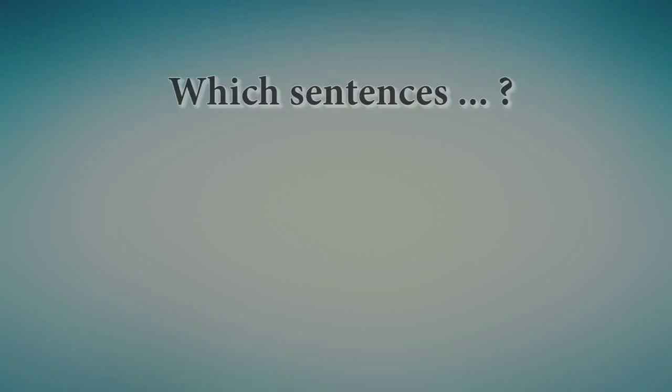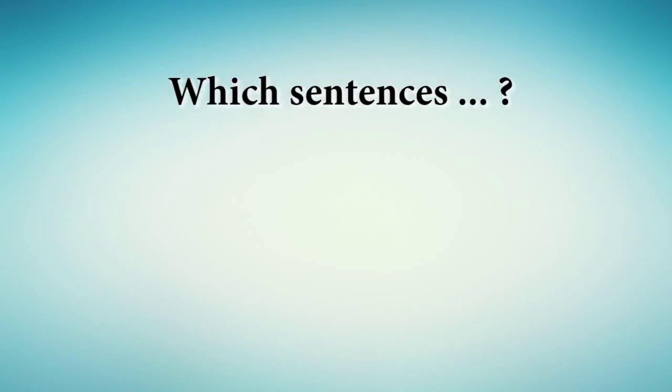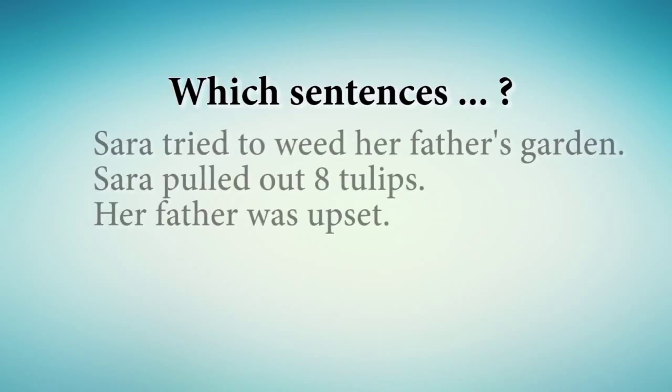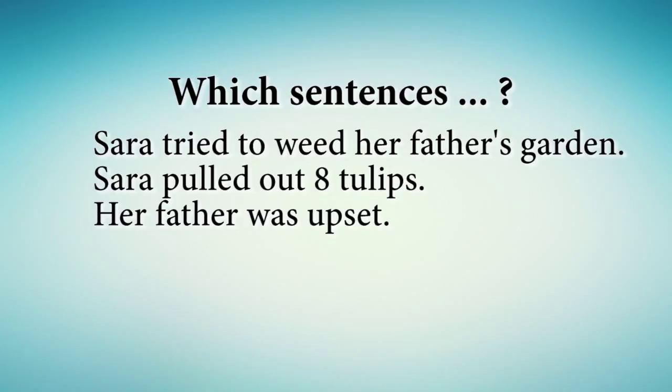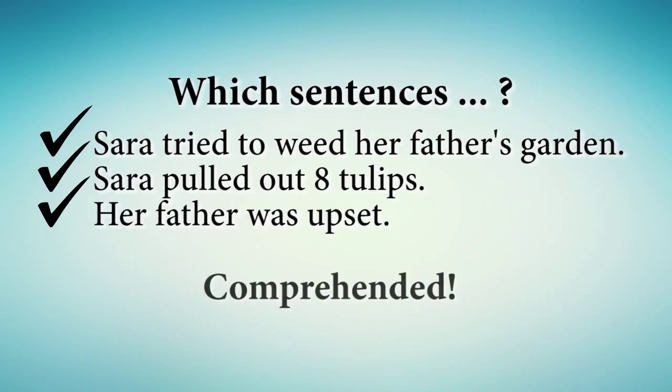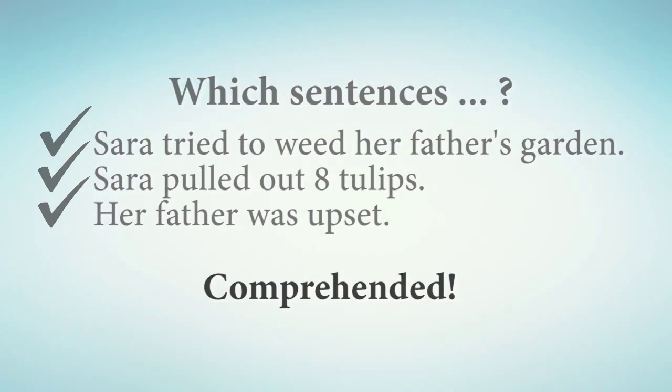Also, if a learner is asked which of the following sentences was in the text, they could legitimately pick all of them. For example, Sarah tried to weed her father's garden. This is the only sentence actually in the text, whereas Sarah pulled out 8 tulips is a transformation of the text, and her father was upset is an inference made by the reader and was not in the text. However, if the reader picks each of these sentences, it is clear they have comprehended the text.